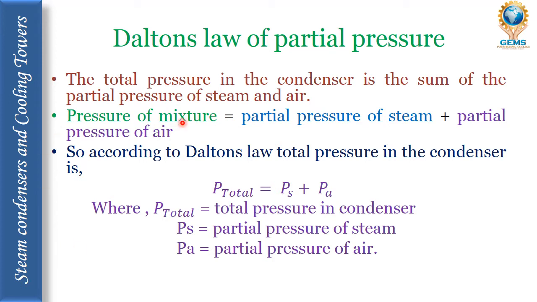It means, in simple terms, the total pressure in the condenser is the sum of the partial pressure of steam and air. So the pressure of the mixture is equal to the partial pressure of steam plus the partial pressure of air. According to Dalton's law, the total pressure in the condenser is P total equal to Ps plus Pa, where Ps represents the partial pressure of steam and Pa represents the partial pressure of air.